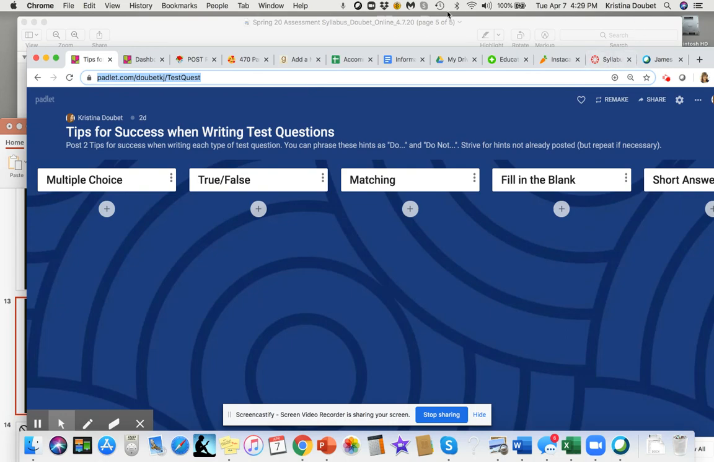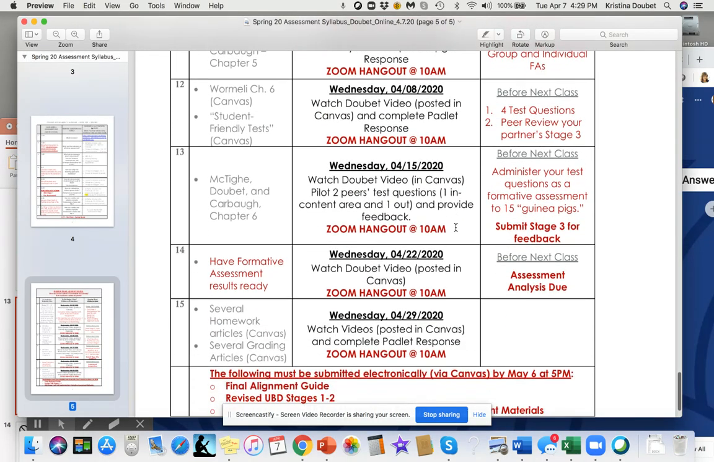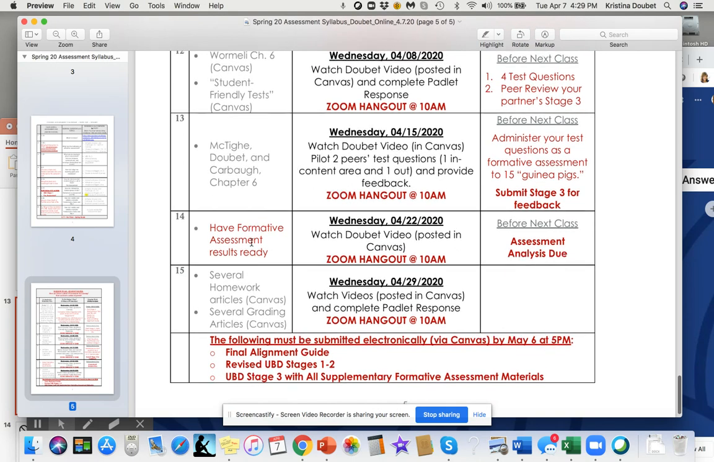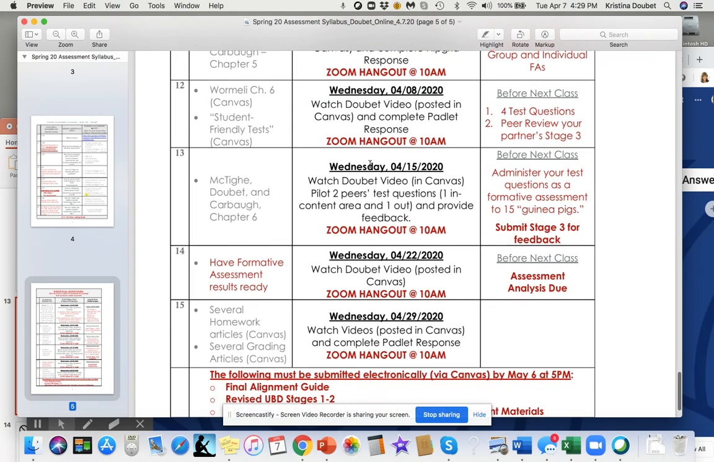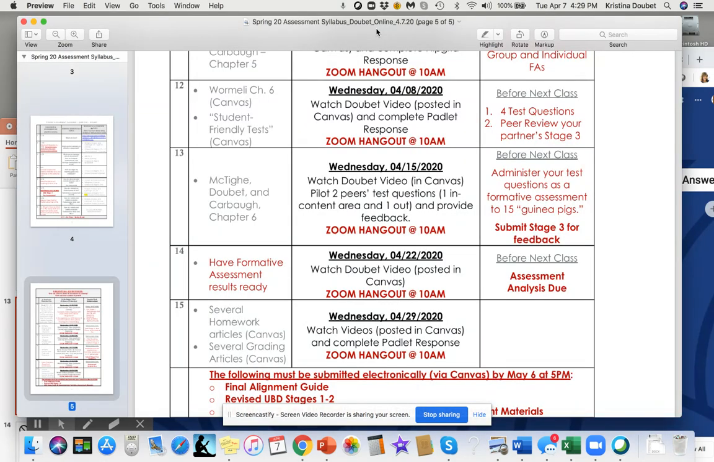And then I also want to show you the syllabus, the updated one that's on Canvas right now. So here we are. This is week 12. You've done this already. You're watching the video and done the Padlet post, this guy right here. We're going to have our Zoom hangout where you can ask questions. And then before the next class, your 4 test questions should be posted in the discussion board. And you should peer review your partner's stage 3. You also should have read this chapter, and that will get you ready for next week.